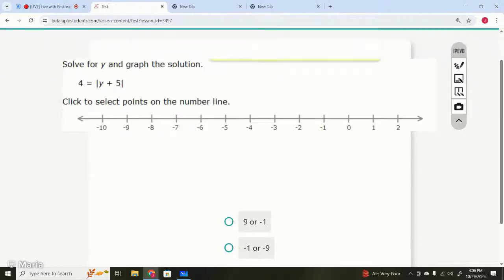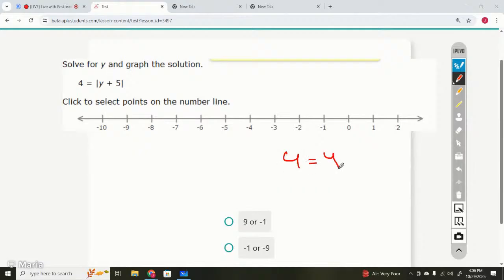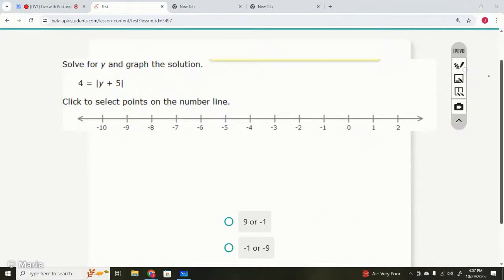4 equals the absolute value of y plus 5. So that is the absolute value. So we have one, that is y plus 5, right? So now y is equal to 4 minus 5. That is y equals negative 1. And the other one is 4 equals negative, but we have absolute value. How do we consider the negative value? The only solution we have is negative 1.